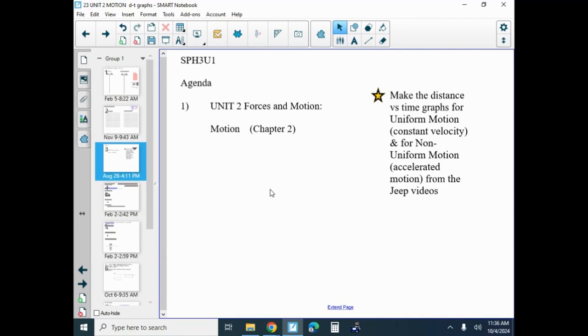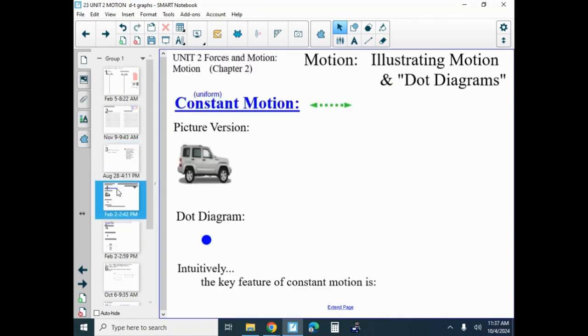This is the new unit. So the first lesson of the new unit, Unit 2 on forces in motion. The first unit is kinematics, which is just about motion. And then the second part of it is dynamics, which is when we talk about forces that cause the motion. So to get started, we are going to start looking at basic motion, so constant motion, and visualize what it would look like.